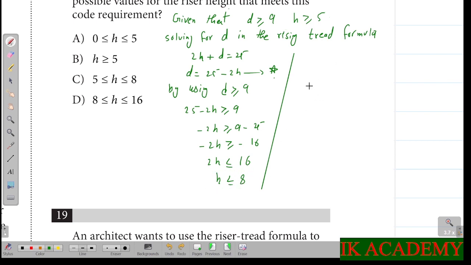So we can combine both of the inequalities together. h is greater than or equal to 5 and h is less than or equal to 8 will give us h is greater than or equal to 5 and less than or equal to 8, which is option C.